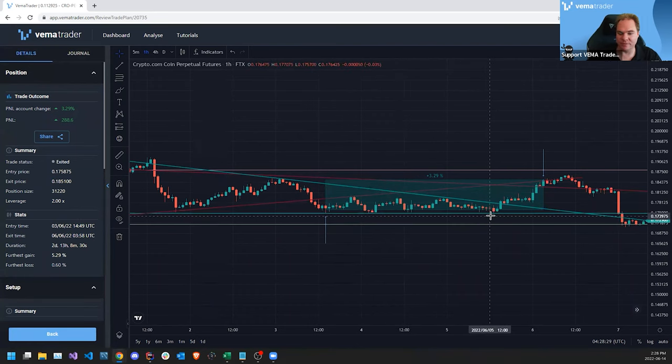I know if that support doesn't hold, I'm out. I don't care, I'm out. I don't want to see it wiggle to the other side and then go back up. So that means I can put my stop loss really close against these things.